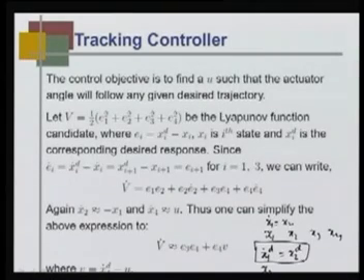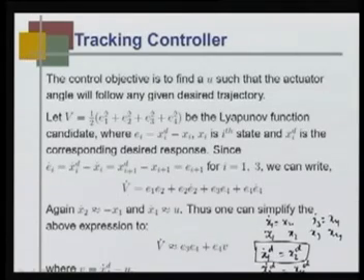x3 dot d is x4 d. Okay. x3, because x3 dot is x4. So, obviously x3 dot d, the desired, is x4 desired. Okay. So, for i equal to 1 and 3, that is what I have done.